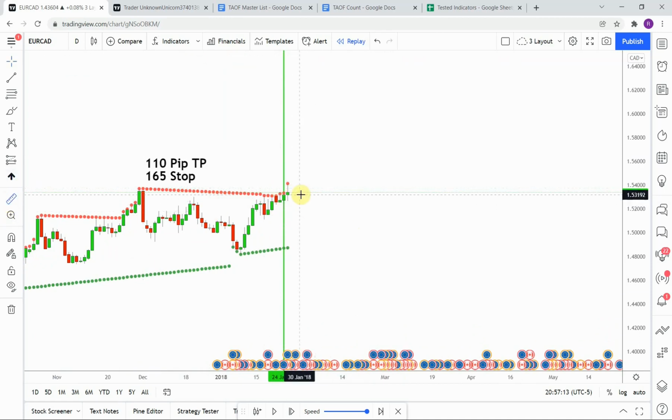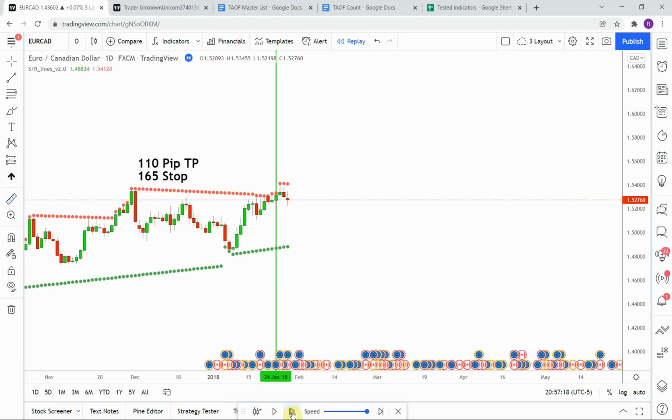Let's go ahead and measure this out. See if we got to take profit. Didn't quite hit take profit yet.